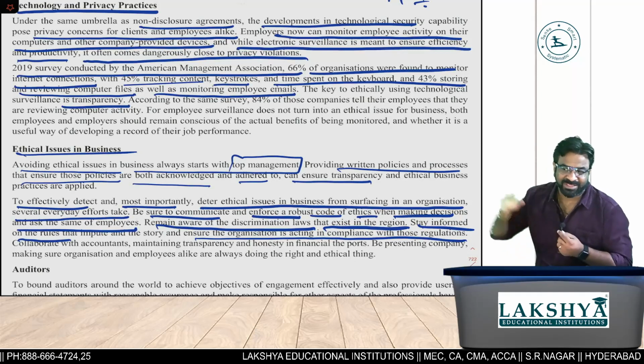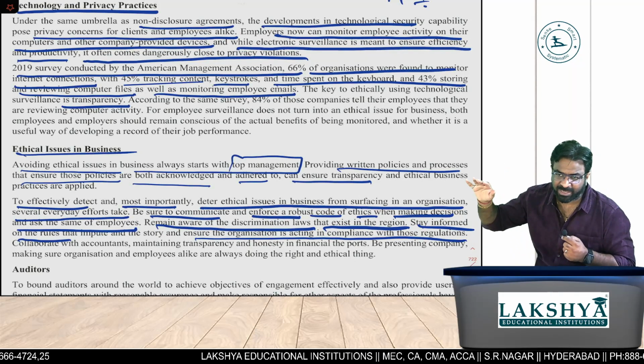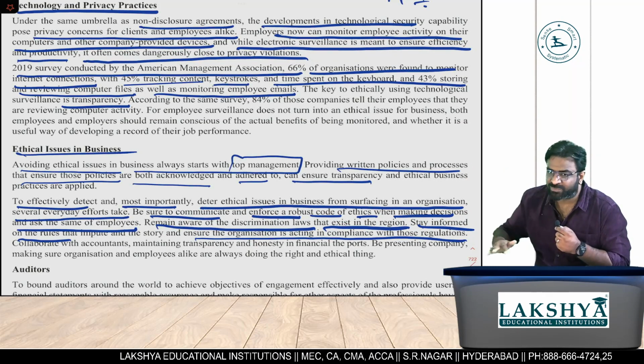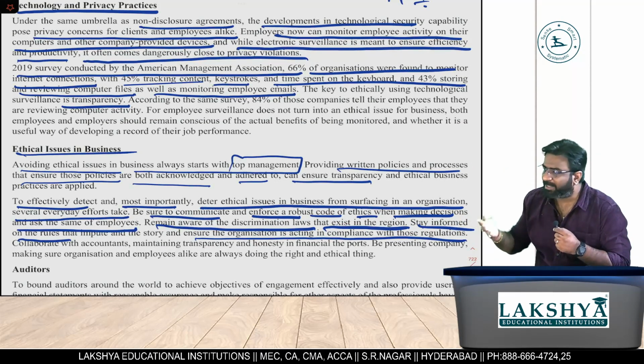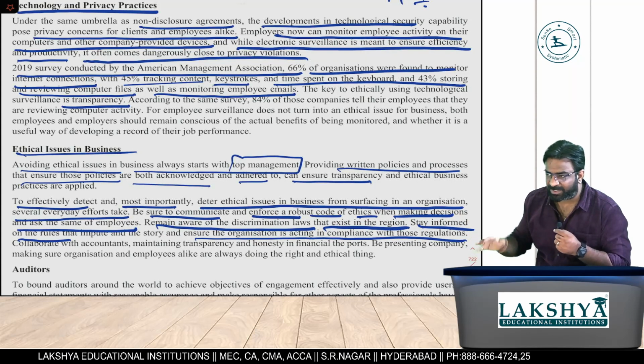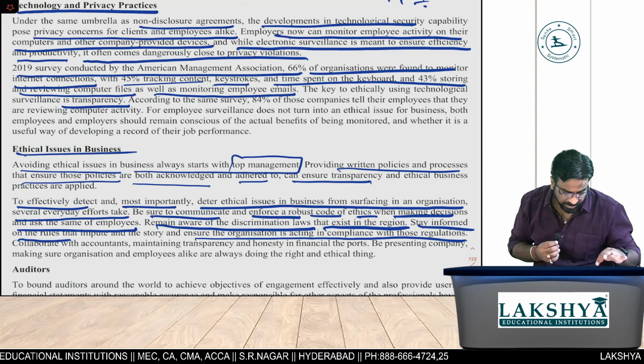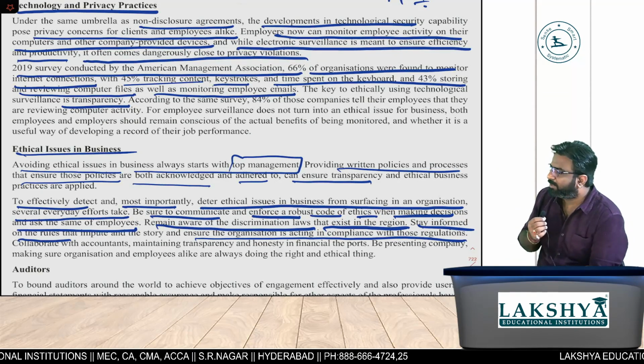Dekho, unethical activities you can't eliminate. But at least you can what? Reduce it. Same like a helmet. A helmet can't eliminate the chances of your death, but it can reduce the chances of your death. That is what is known as ethical issues in business.